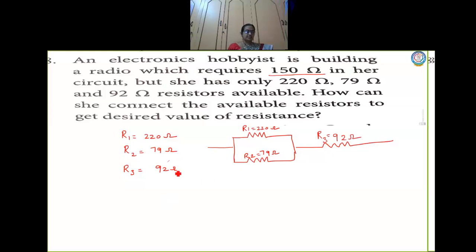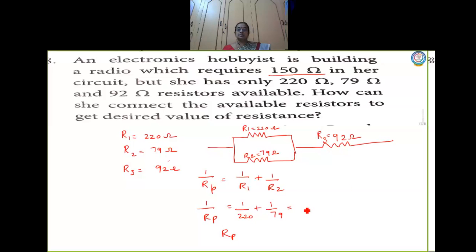So when I simplify this, I will get the answer. For the parallel combination, 1 by Rp is equal to 1 by R1 plus 1 by R2. Simplify this and you will get the value of Rp. So 1 by 220 plus 1 by 79 is equal to 1 by Rp. Find out the value of Rp from this. Now you have the value of Rp to be 58 ohm approximately.